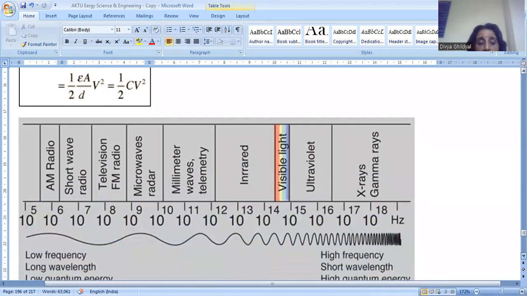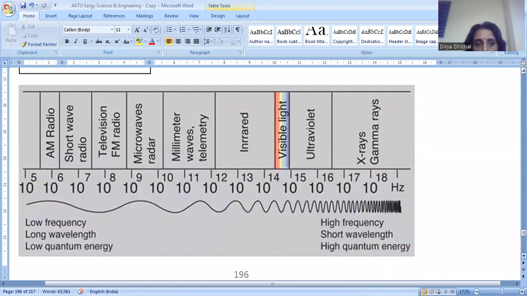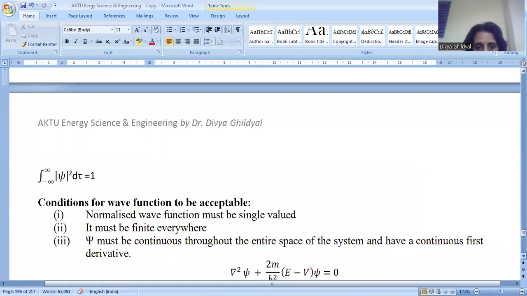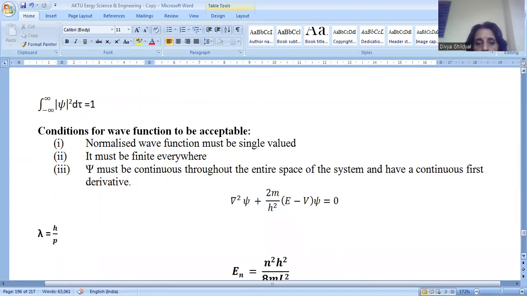The electromagnetic spectrum consists of cosmic rays, X-rays, gamma rays, infrared, visible, ultraviolet, and radio waves. It is a very big form of energy. My normalized wave function means integral minus infinity to plus infinity mod of the wave function square equal to 1. My conditions necessary for wave function to be acceptable are: the wave function should be a normalized one, it must be finite everywhere, and it must be continuous, having a continuous first derivative.